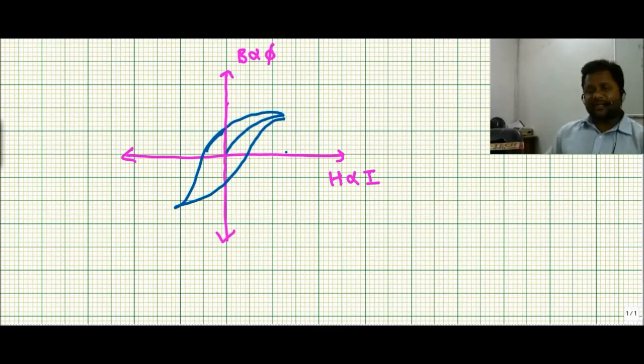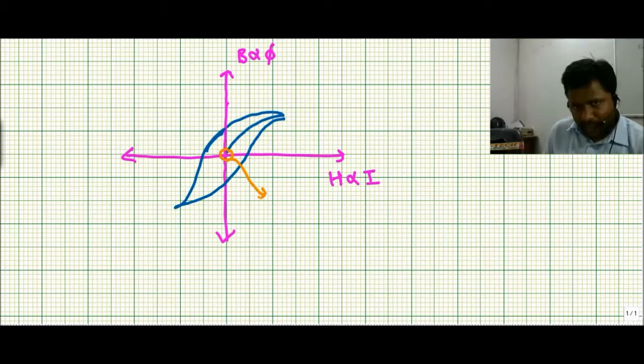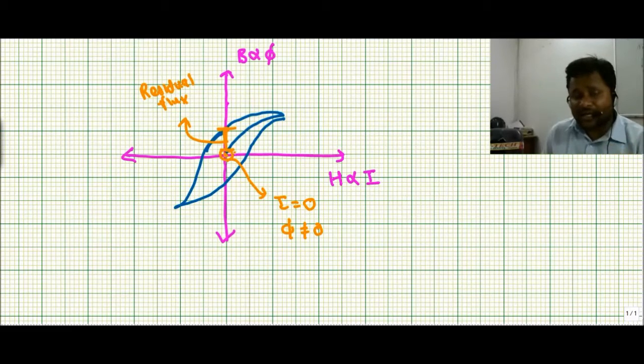Every material has a BH curve. What we have to understand at this point is that the current is 0, but the flux is not equal to 0. We are getting this amount of flux at this point. This is basically called the residual flux. At this point the current is 0, but the flux remains in the conductor because of its residual nature.